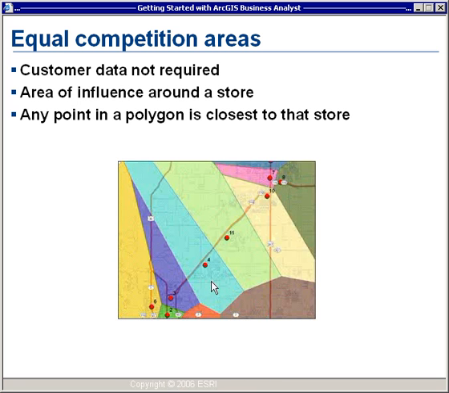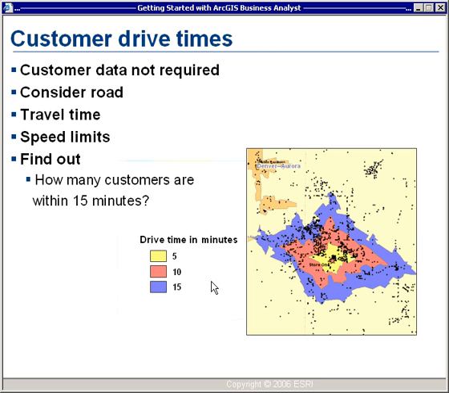Notice the roads underneath this layer here. You can kind of see the road lines drawing through. Equal competition areas don't consider the roads. These are just areas around a store that are closer to that store than any other. If you want to consider the roads underneath, then you'd create one of those drive time trade areas.